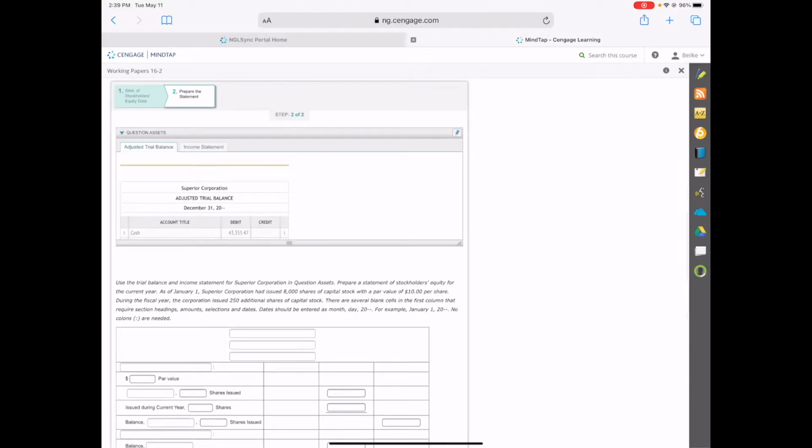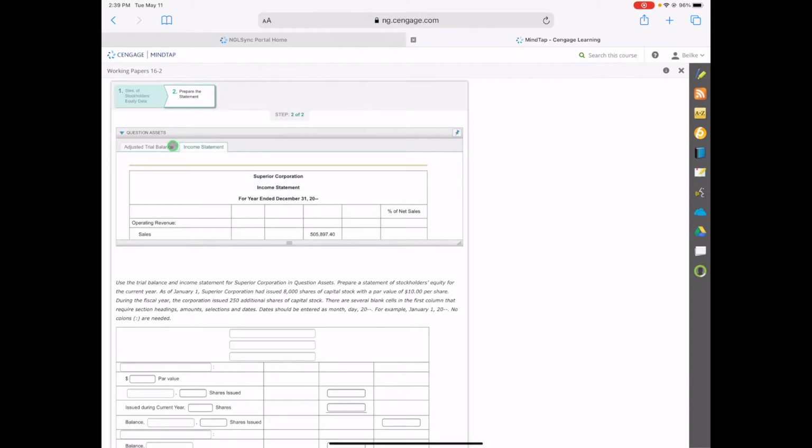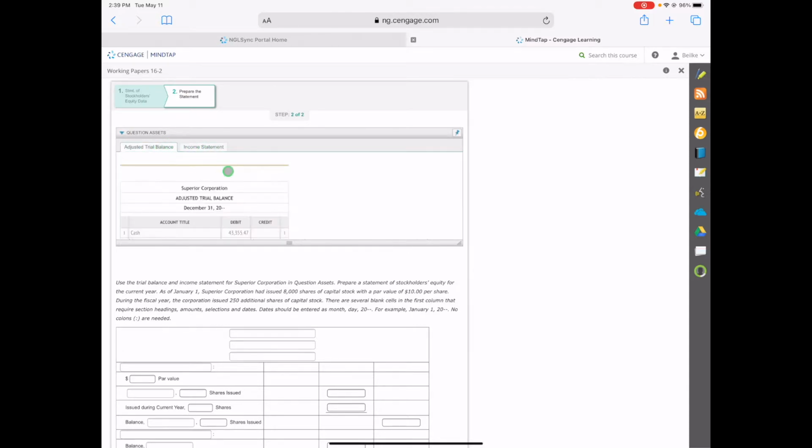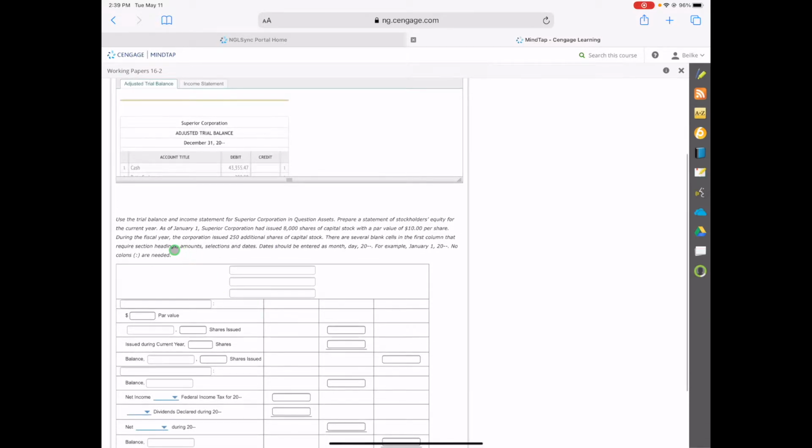On to part 2 of Work Together 16.2. We're going to prepare a statement of stockholders' equity. You can see at the top here we have the adjusted trial balance, and then we have a tab for our income statement, and we'll be using those two items to prepare the statement down below. It says use the trial balance and income statement for Superior Corporation. Prepare a statement of stockholders' equity for the current year.